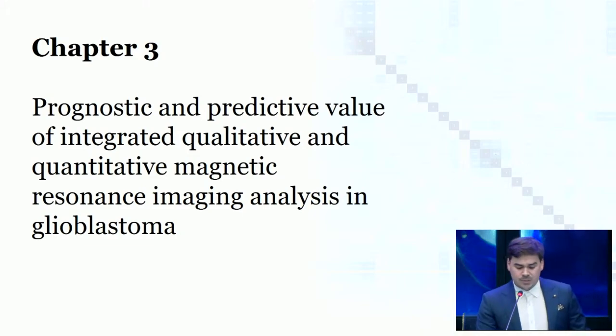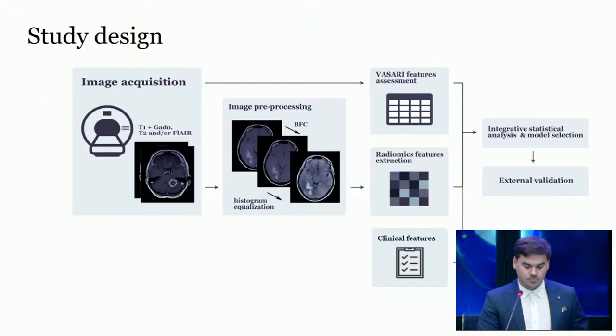So one of the chapters that I want to summarize in this presentation is chapter 3 of this thesis, prognostic and predictive value of integrated qualitative and quantitative magnetic resonance imaging analysis in glioblastoma. Glioblastoma is the most malignant primary brain cancer. In this chapter, we looked at whether we can improve the prognostic value and also predict relevant tumor biomarkers for glioblastoma patients using MRI scans.